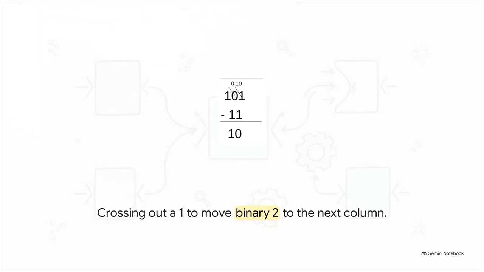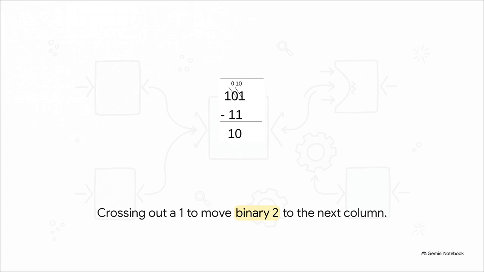And mapping this out brilliantly illustrates the physical action of that borrow if you were doing it on paper. Say we're subtracting 11 from 101. In the middle column, we hit that roadblock, a 0 minus a 1. Can't do it. So we literally cross out the 1 in the column to the left, turning it into a 0.